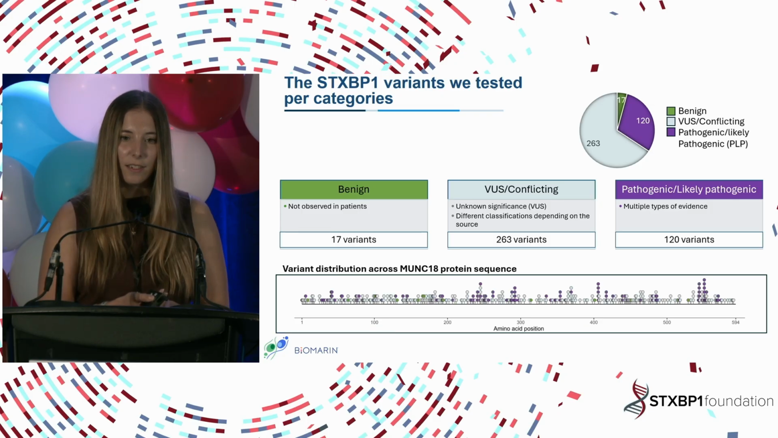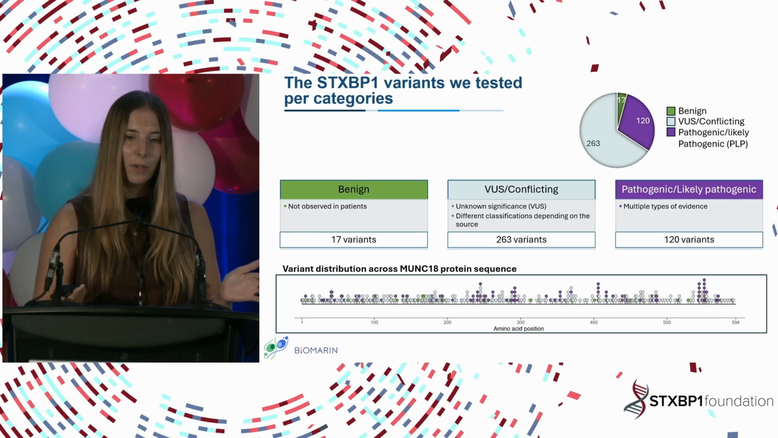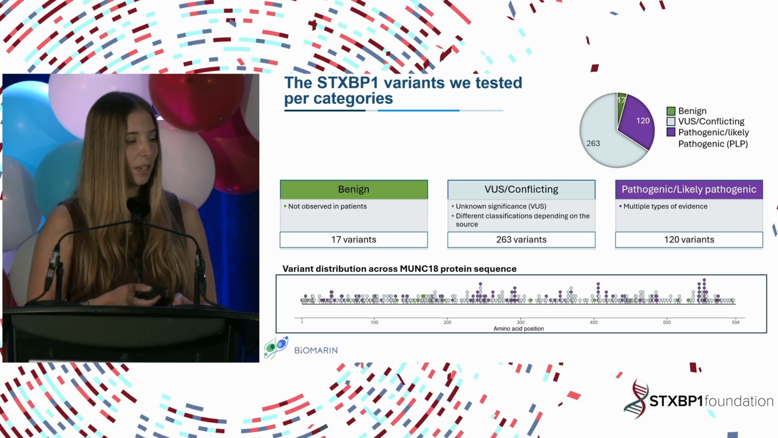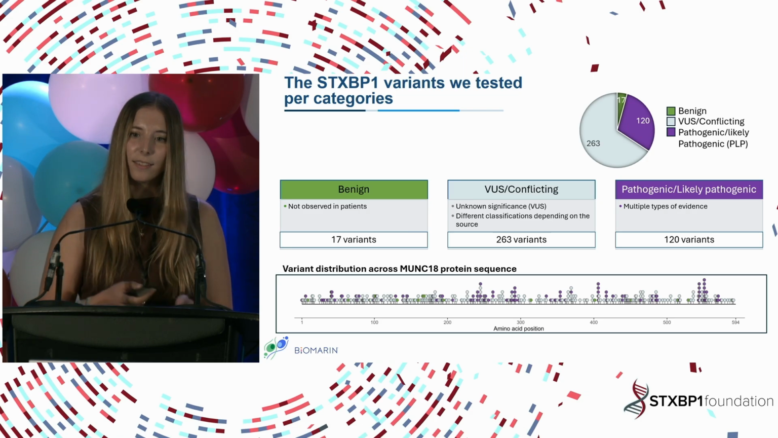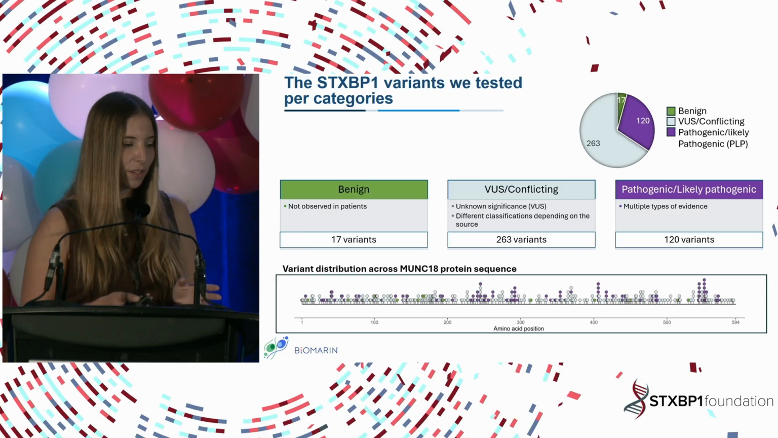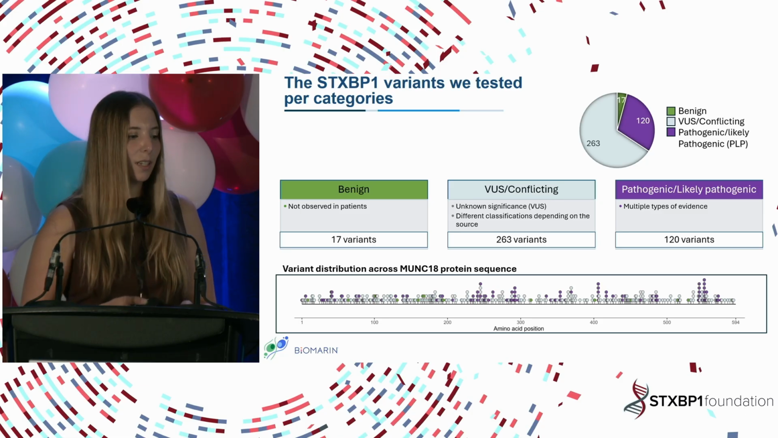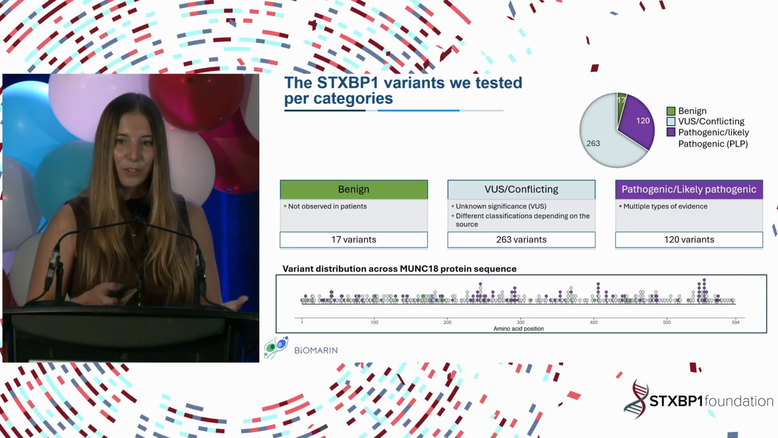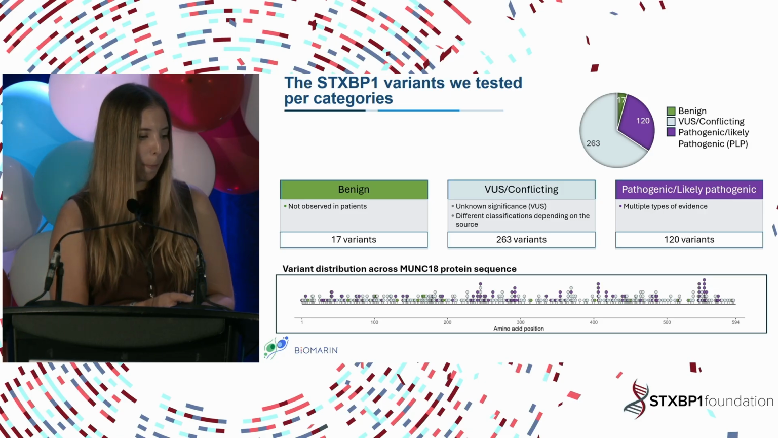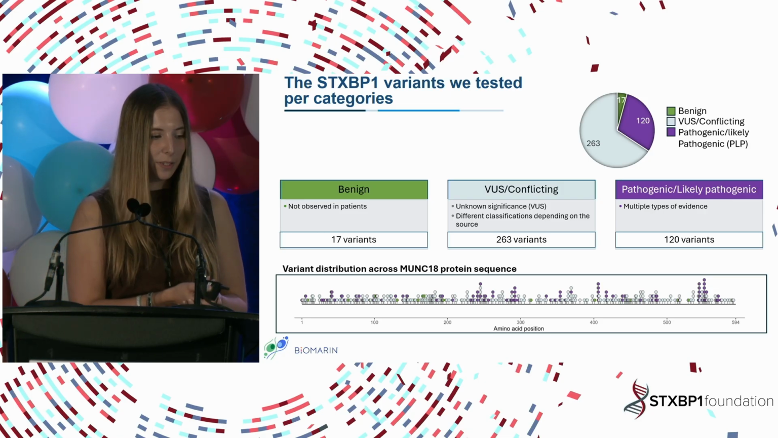And as you can see in this scheme here, this is a scheme of the whole MUNC18 protein, and the variants are annotated along this sequence. You can see how the variants that we selected are distributed along the whole protein sequence. Most of the variants that we studied have never been looked at before. Some of them have, which also helped us understand the experiment better, and I will show you some of that in a bit. And how did we do this experiment?